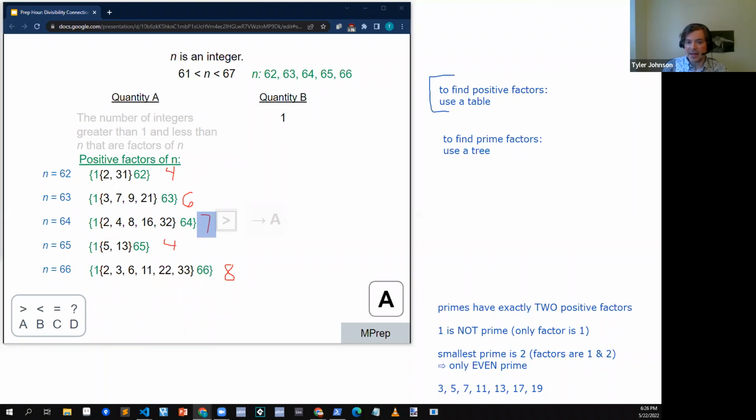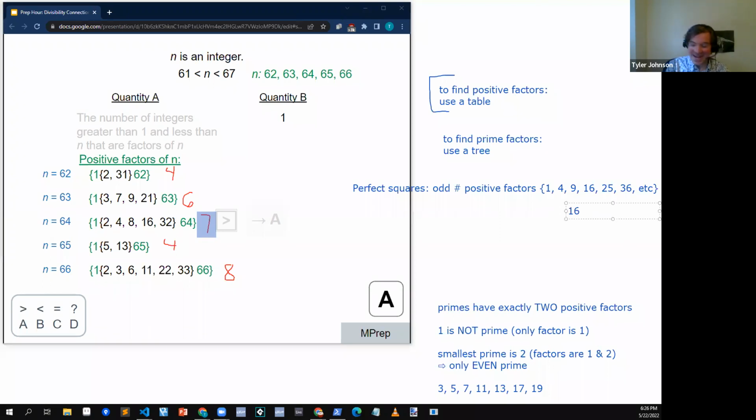Well, what's unique is that 64 is a perfect square. So perfect squares always have an odd number of positive factors. Right? Like 1, it only has 1 factor. 4: 1, 2, and 4, that's 3 total. 9: 1, 3, and 9.